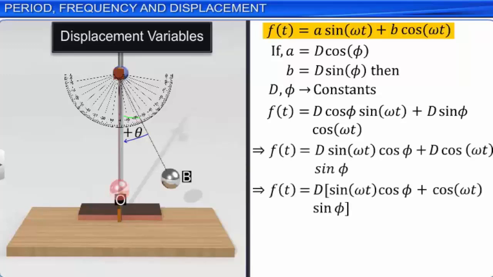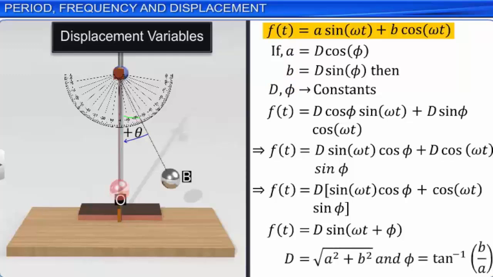We are aware of the constants A and B. Hence, we need to express the new assumed constants D and φ in terms of the known constants A and B. Using trigonometry again, we get the constant D is equal to the square root of A squared plus B squared, and the constant φ is equal to tan inverse B by A.